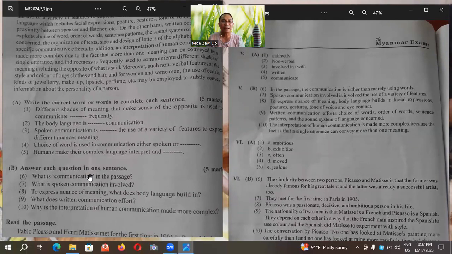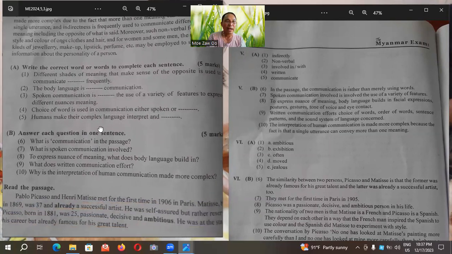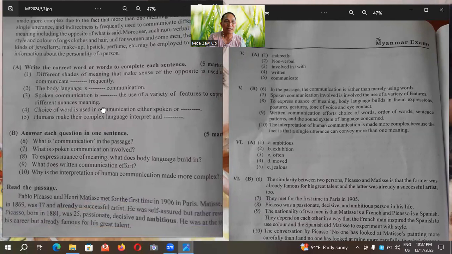Humans make their complex language interpret and communicate. Part B: answer each question in one sentence. Number 6 is what, 7 is what, number 8 is what, number 9 is what, number 10 is why, a reason.